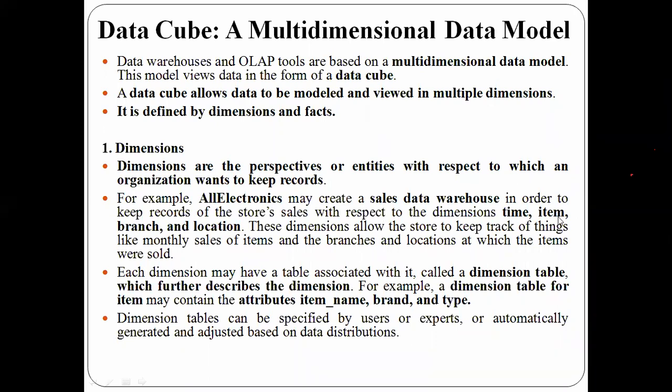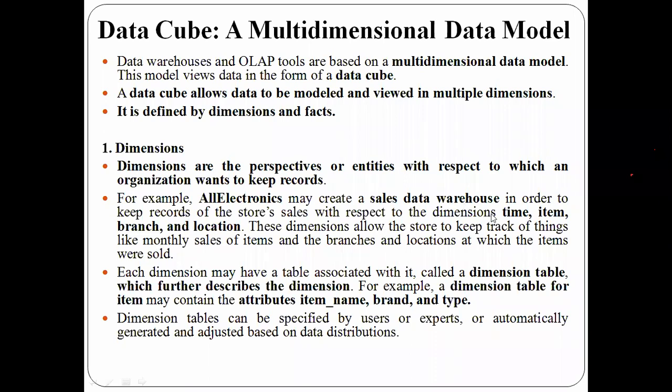Or item, which items have been sold. For example, electronic goods, or whether they are grocery goods. So with respect to that also we can keep track of sales here. Or with respect to branch, I mean in which branch, which company has sold how many items, with respect to that also we can keep the information. And then location, in which location the items are sold. Okay, all these are dimensions here.